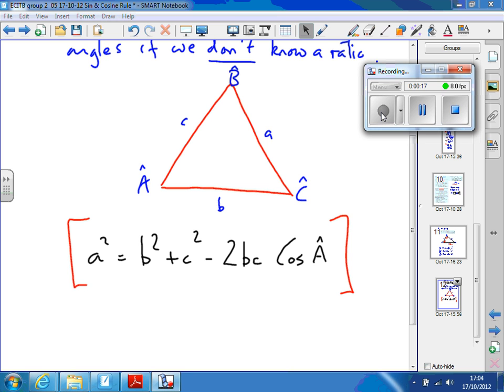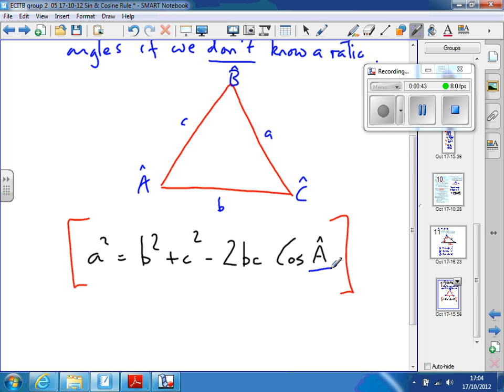There is the cosine rule, a squared. So it's set up to find side A. It equals b squared plus c squared minus 2bc cos A. So that means you need to know the other two sides, b and c, and the angle opposite the one that you're trying to find. So it involves the angle opposite the side you're after.